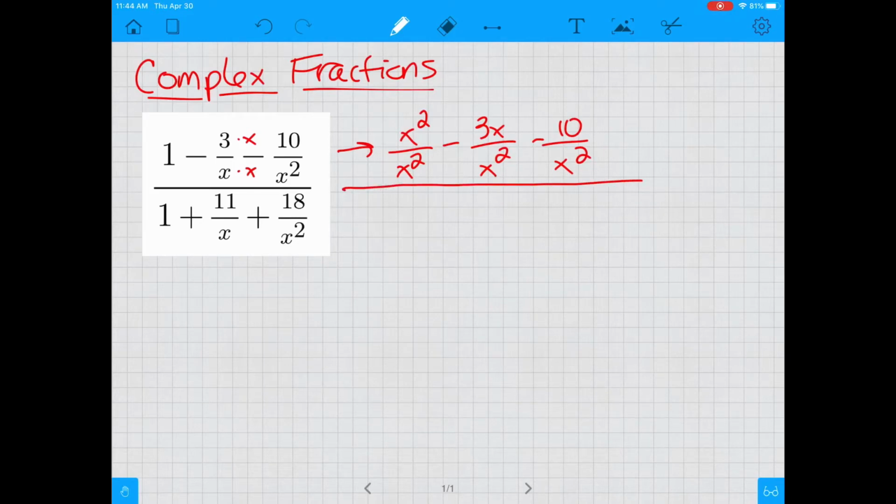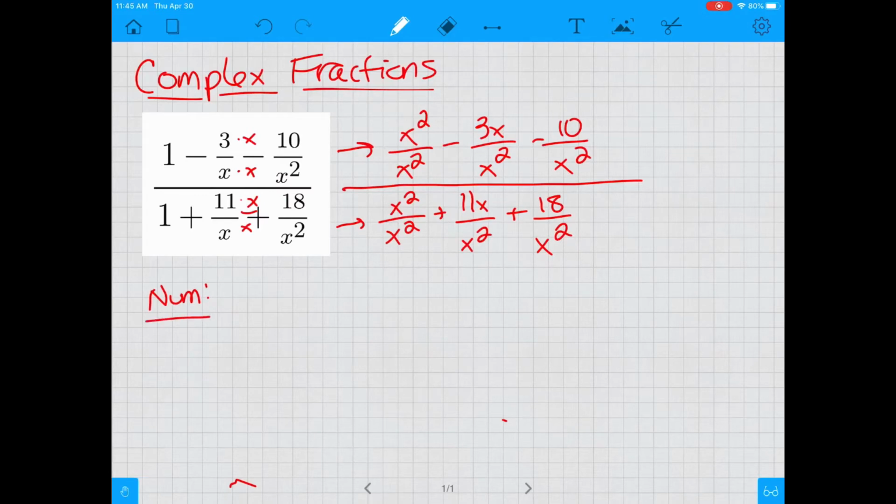Same thing for my denominator. Least common denominator is going to be x squared. So the 1 turns into, again, an x squared over x squared. The 11 turns into an 11x over x squared because I'm multiplying here by x over x. And then the 18 stays the same. So now, if I actually combine my numerator here, that's x squared minus 3x.